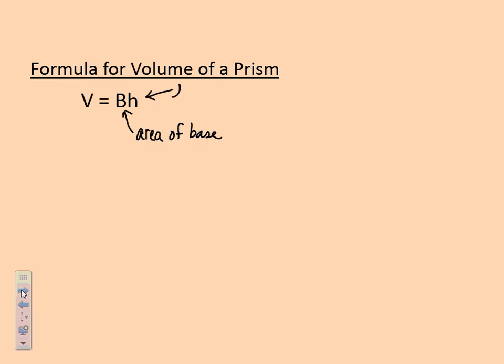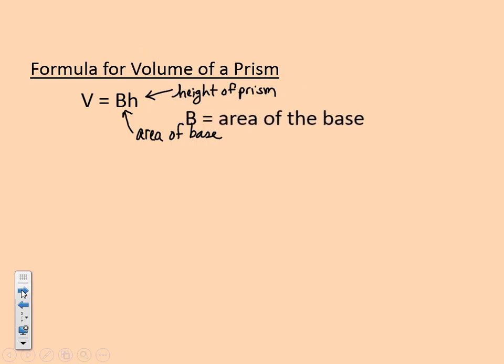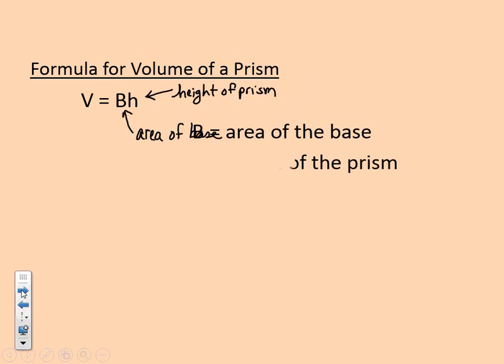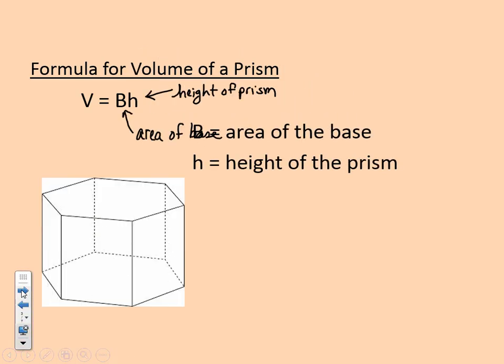H stands for the height of the prism, or the height of that shape if it would be sitting on that base. How tall would it be? So that's the formula we're going to be using. It's a little bit more than the whole idea of length times width times height that you may be familiar with, because our prisms are not always going to be this rectangular prism type that we're used to.